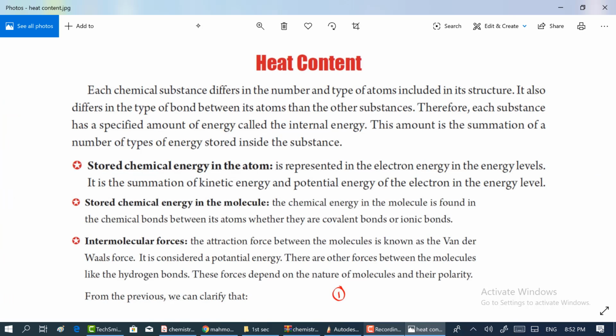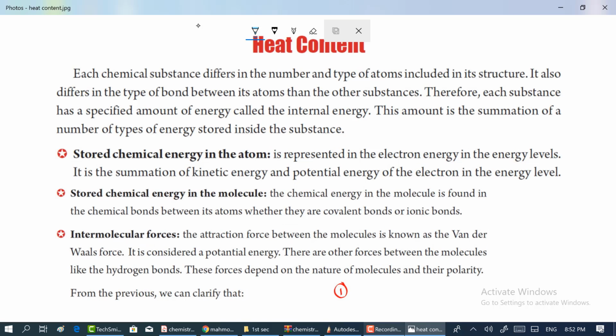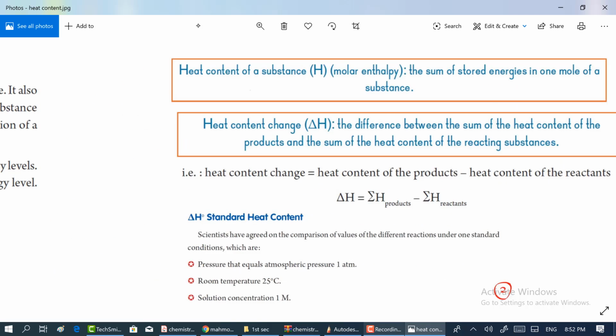So the internal energy may be the chemical energy stored inside the atom due to the movement of electrons and the kinetic energy of electrons. It may be energy stored in the molecules, the bonds between the atoms, covalent or ionic. Then intermolecular forces, which are the attraction between the molecules and each other: van der Waals forces and hydrogen bonds between the molecules. The total of the stored energy is called the heat content.